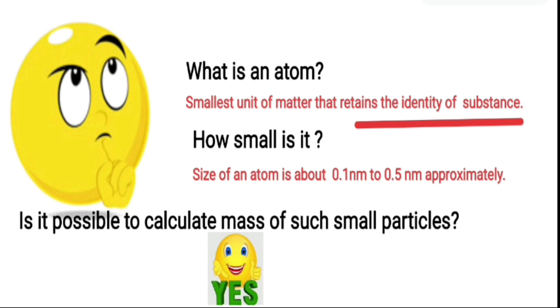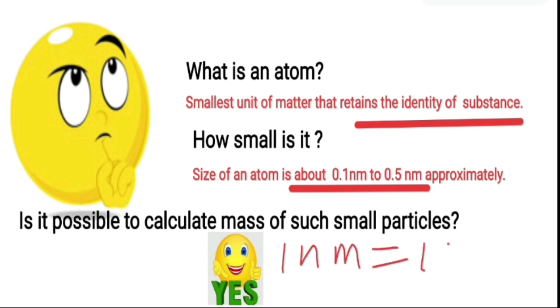Now, how small is an atom? The size of an atom is about 0.1 nanometer to 0.5 nanometer. What is the value of 1 nanometer? 1 nanometer is equal to 10 to the power minus 9 meter. From this, we can imagine how small one atom is. Is it possible to calculate mass of such tiny particles? Yes, of course. Let us have a discussion how we can calculate mass of such tiny particles.